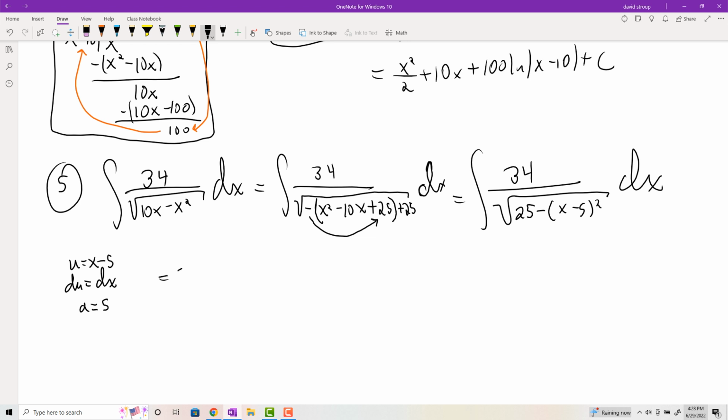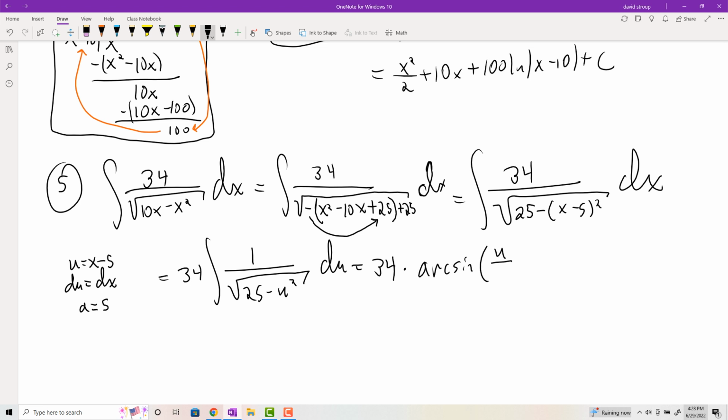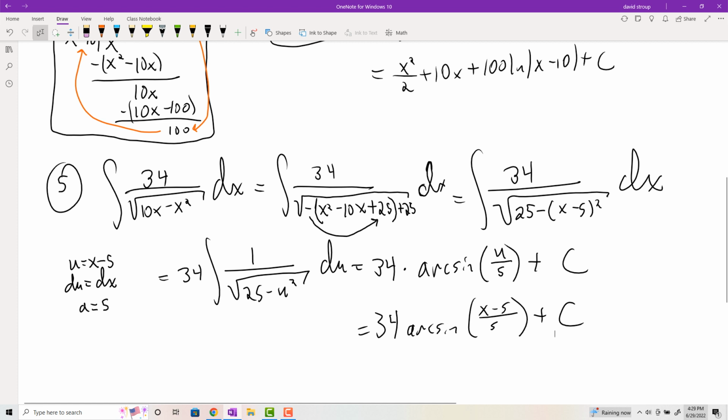So I can integrate here. You can factor out the 34 if you want, and then if you want to do your subs, you can. So I have 25 minus u squared, and then dx is just du. So this will be 34 times arcsine of u all over a. So a in this case is 5, and then plus c. And so I get 34 arcsine of u, which is x minus 5, all over 5, and then plus your integration constant. Okay.